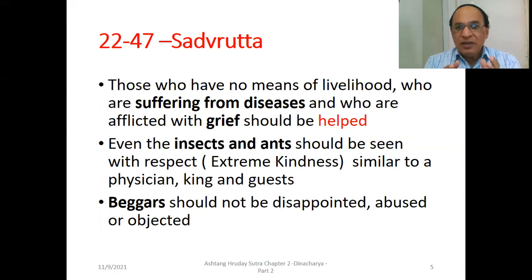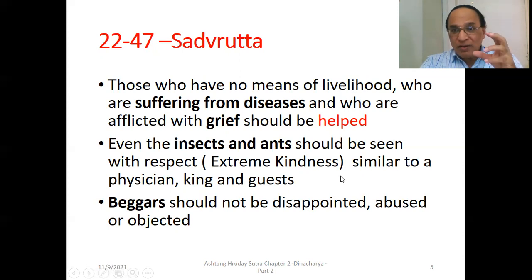Similarly, we should give respect to the physician, that is the doctor, and of course the king, the superior authority; the boss is always right. And the guest: atithi devo bhava. Beggars should not be disappointed, abused, or objected to. Beggars should also be given respect. But of course, there is a practical implementation.